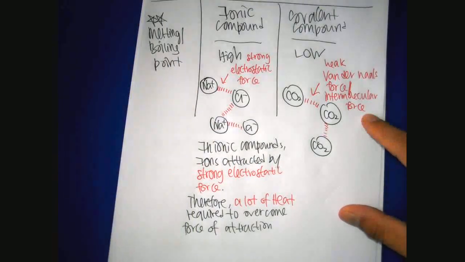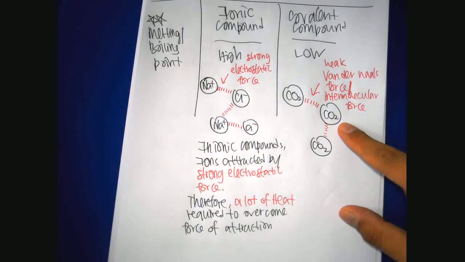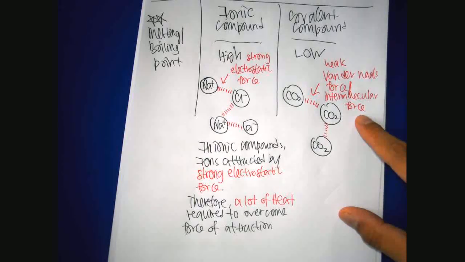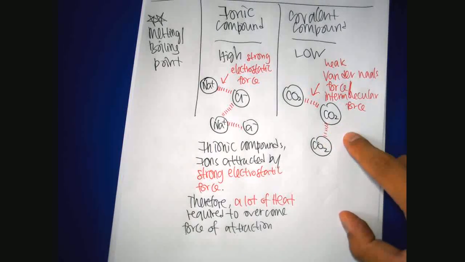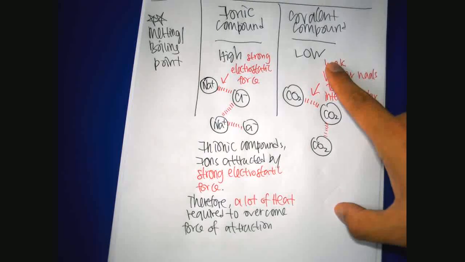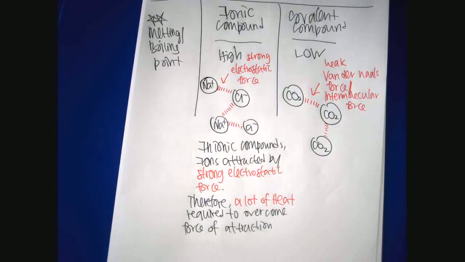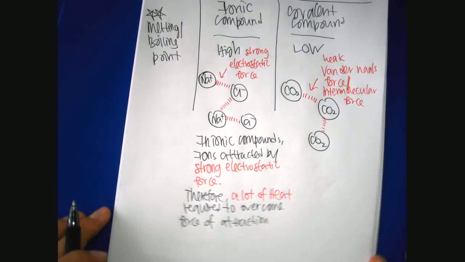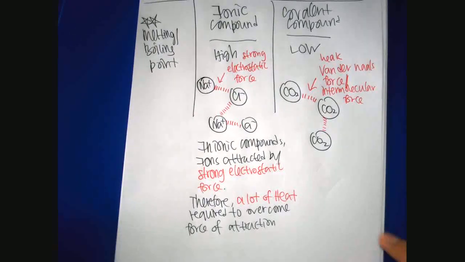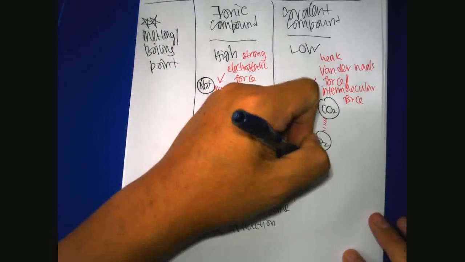So we have very weak intermolecular forces. That's why we don't need a lot of heat to break it up. So that's why the melting and boiling point is low. Again, let's see how we are going to write it. How are we going to transform this whole thing into a good description? Okay, you can write this.